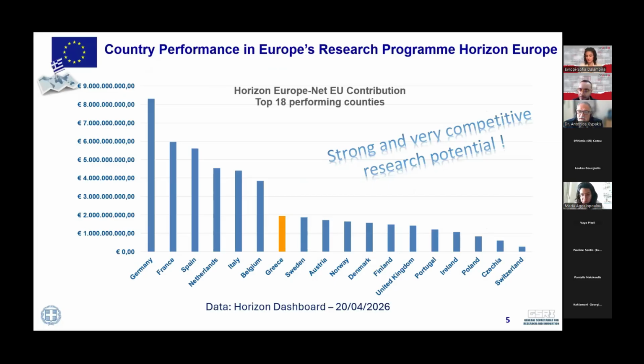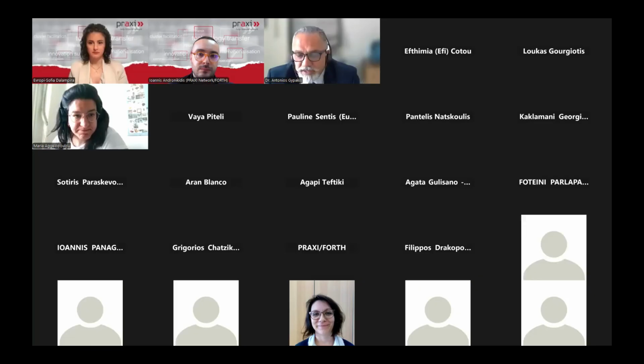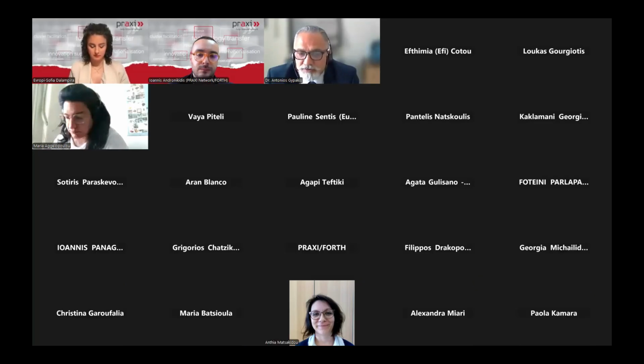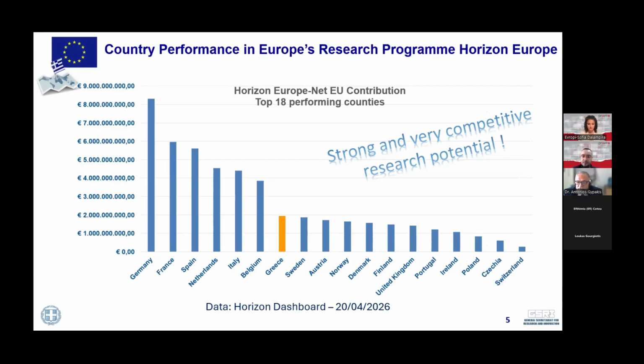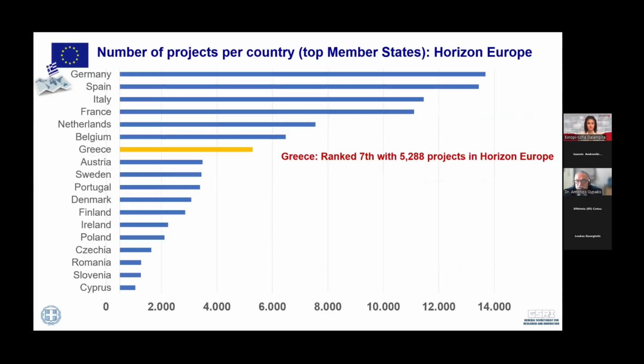The Greek footprint is significant. We have secured approximately 1.93 billion in net EU contributions. This represents 3.61% of the total Horizon Europe budget. A very strong performance for our country, I think. Furthermore, we have over 1,000 unique participants involved in more than 5 participations.